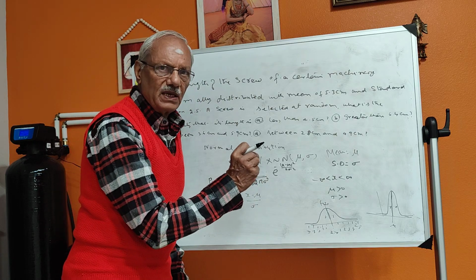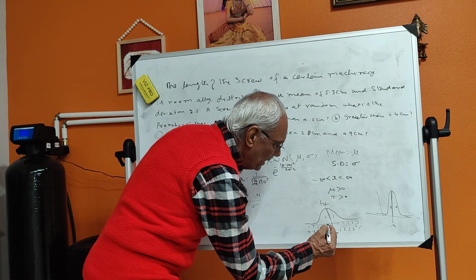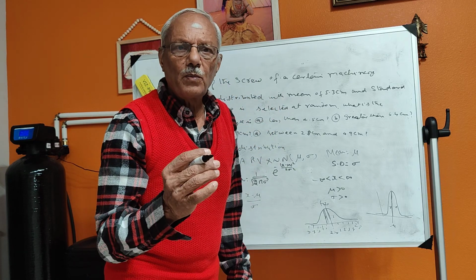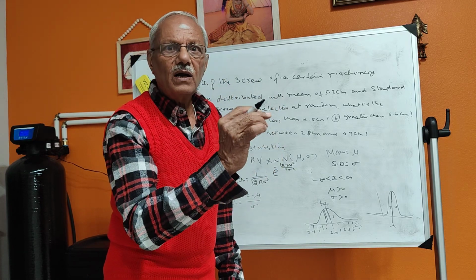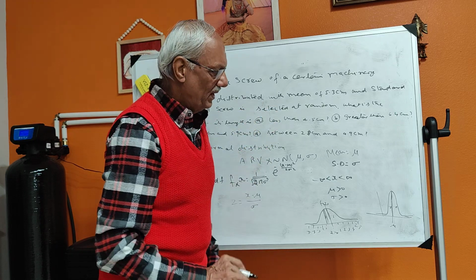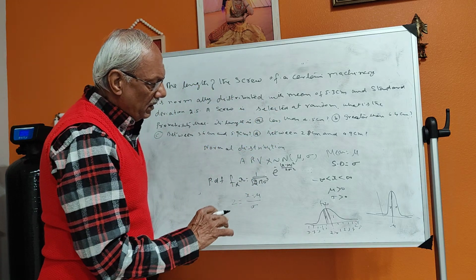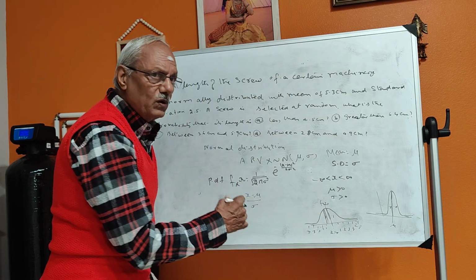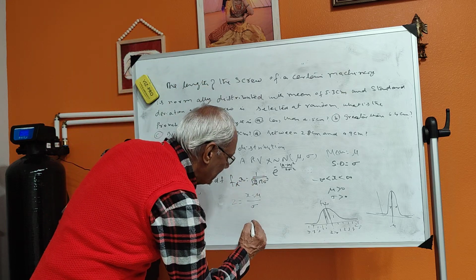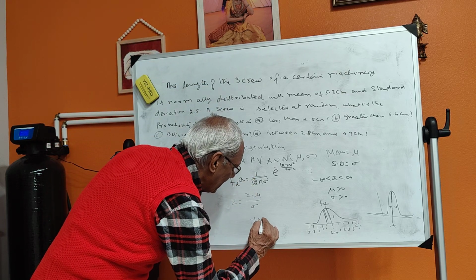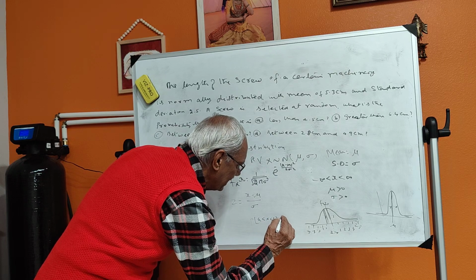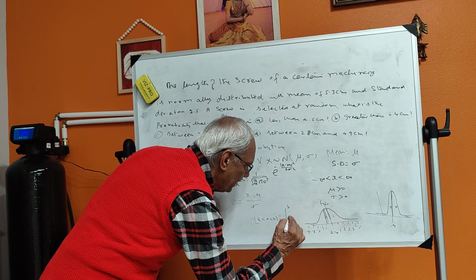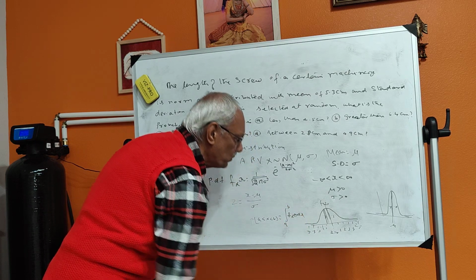Every strip of area gives us the probability of a random variable for certain values. In order to find the probability, we have to go for integration like this. P of a less than x less than b is nothing but the integral from a to b of f(x) dx. This is what we will do.